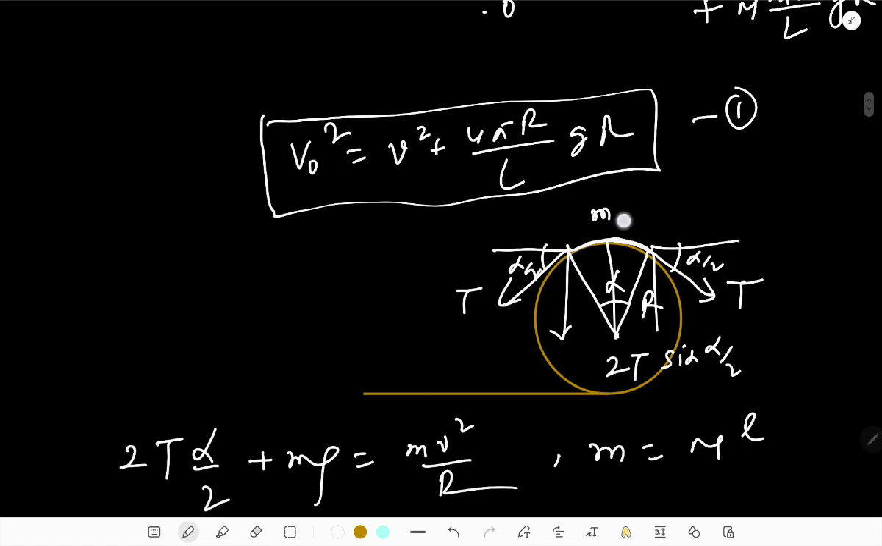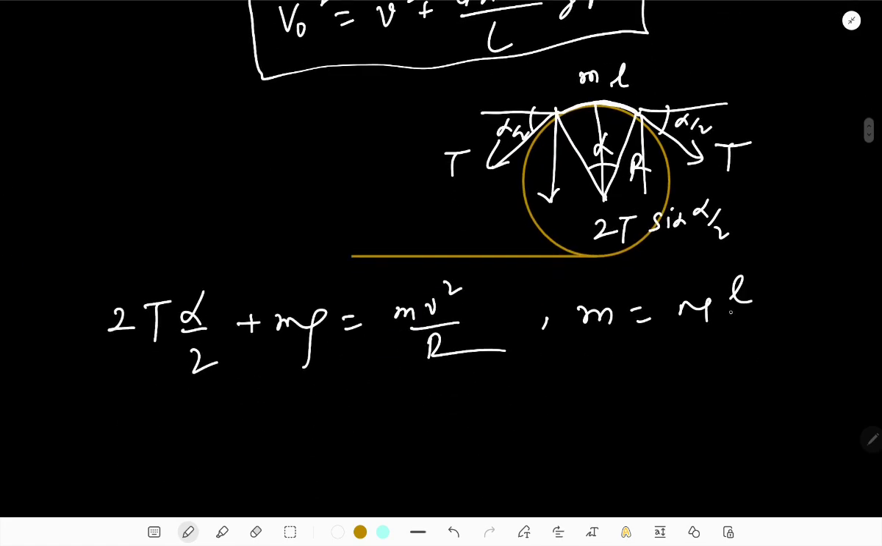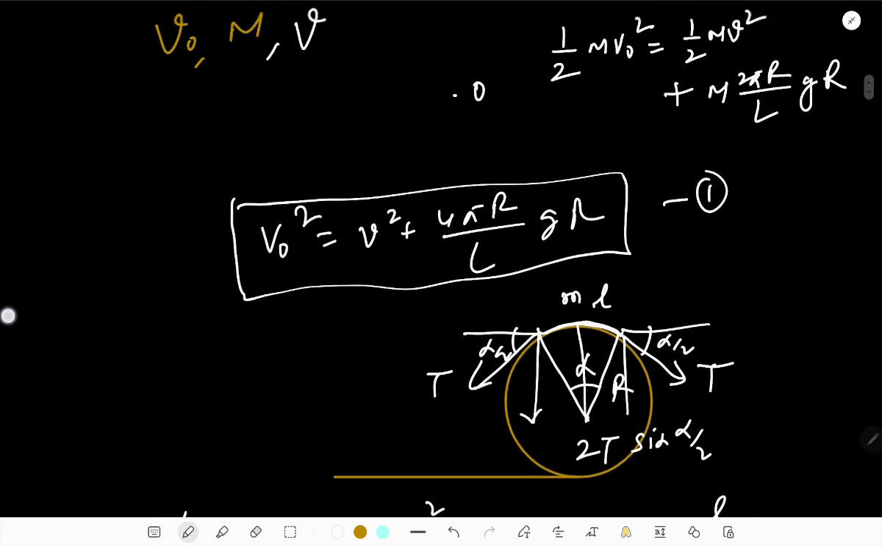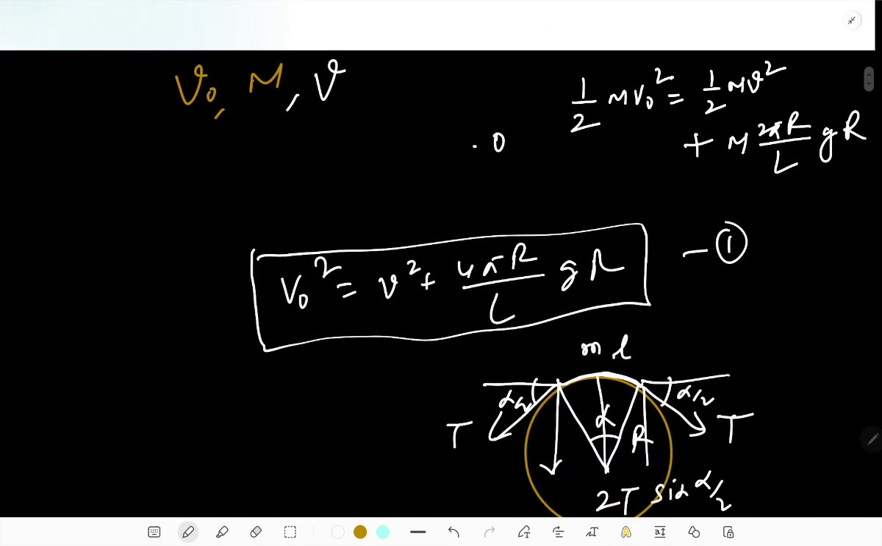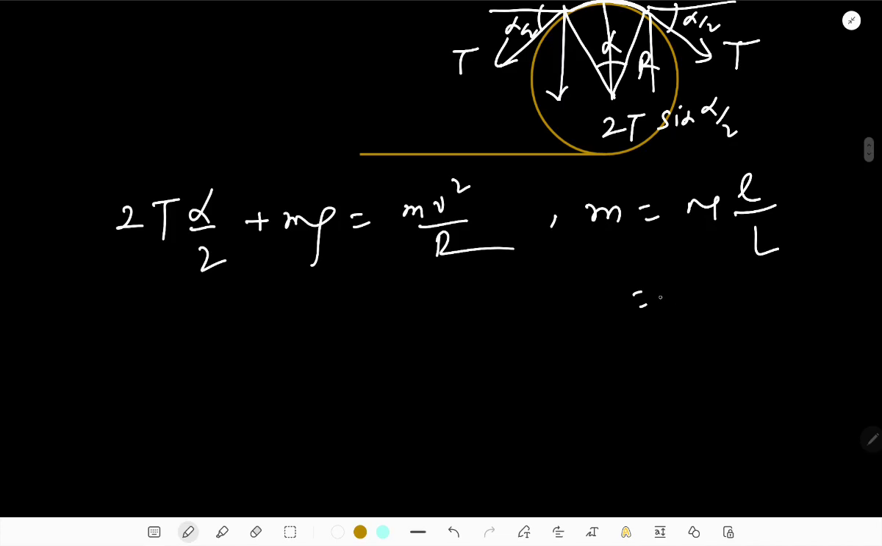ट्रेन का लेंथ मैंने L मान लिया. m by L, what can be in terms of alpha? What can I write it? L equals alpha multiplied by R. नहीं, L equals alpha R. Okay. That means small m equals m alpha R by L. Okay. Right.